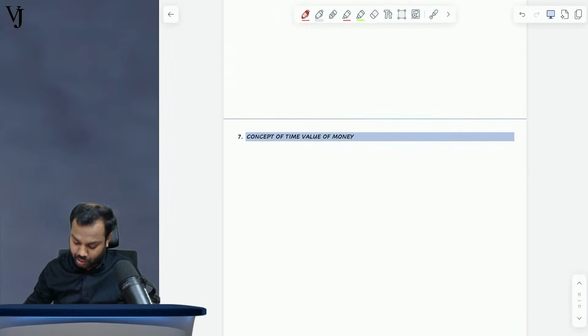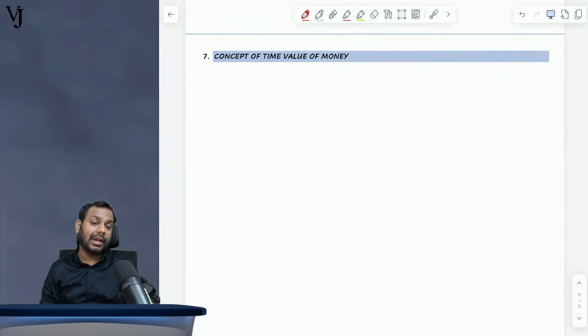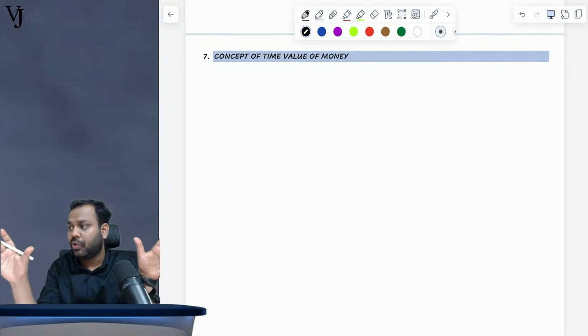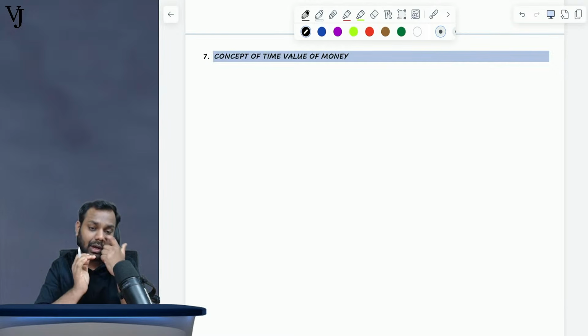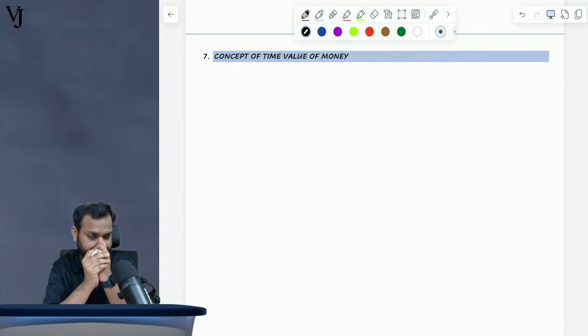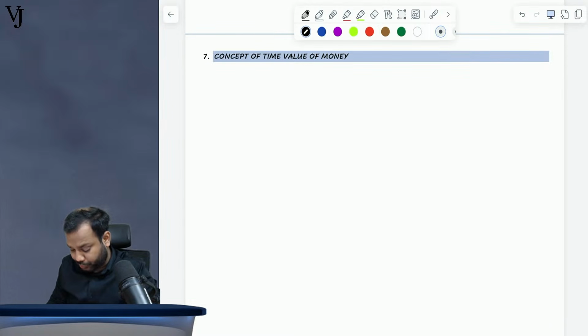Okay, wonderful. Now comes the concept of time value of money. Come on, guys, is it clear to everyone till here? Can I move on to the concept of time value of money? Please give me a heads up. Wonderful. Let us move towards it.